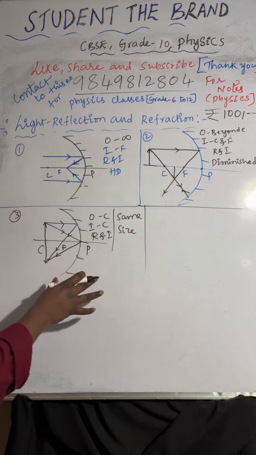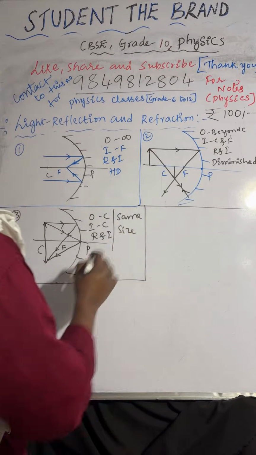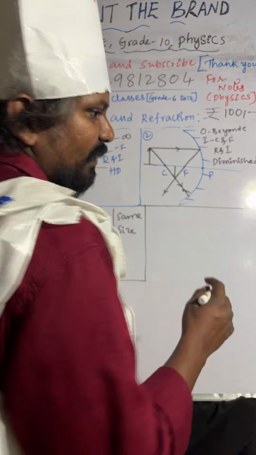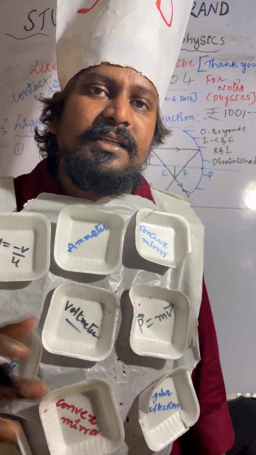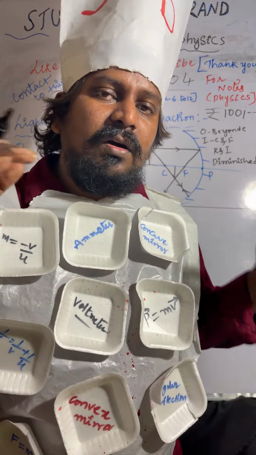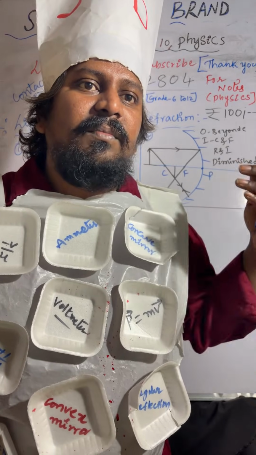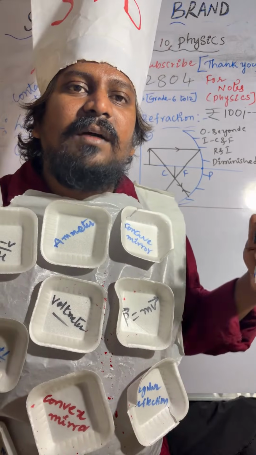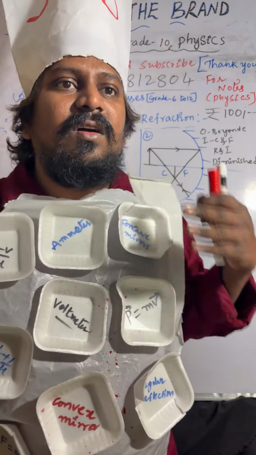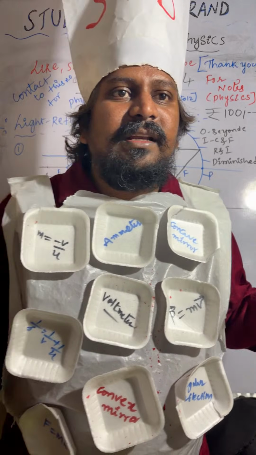Very, very important. On the third one there is a question. I'll ask one question: what is the minimum distance between object and its real image in the concave mirror? Let me know the answer. What is the answer? Answer is 0.